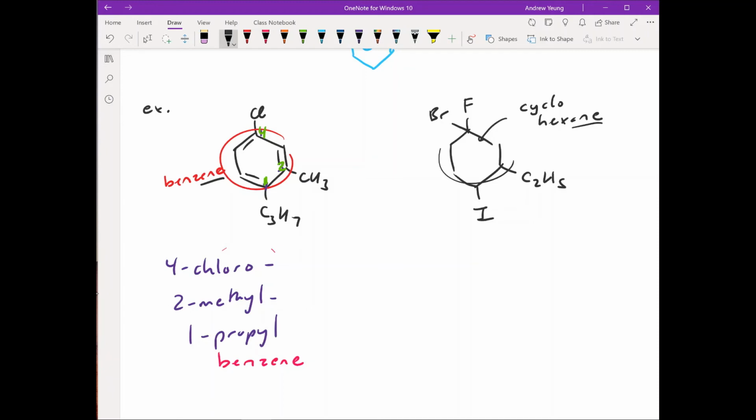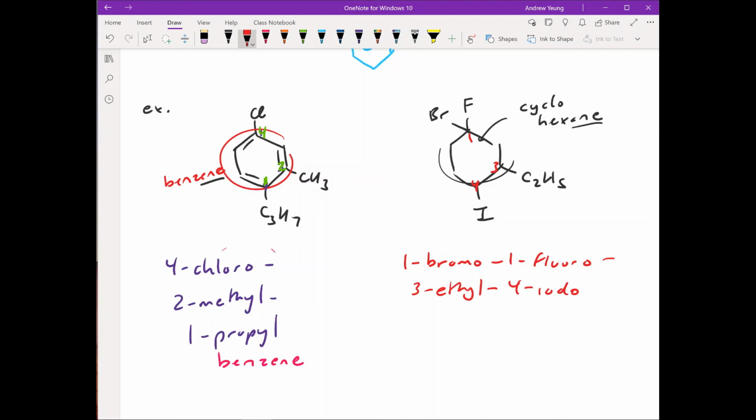So this part here, we do actually need to say the word cyclo. This time I put 2 branches on the top, so we do want to count that position number 1. Aside from that, we're just going to do the alphabetizing. So if you compare the name here, 1-bromo, we have 1-fluoro. Both of those are on spot number 1. I have an ethyl at branch number 3, and then I have an iodo at branch number 4.